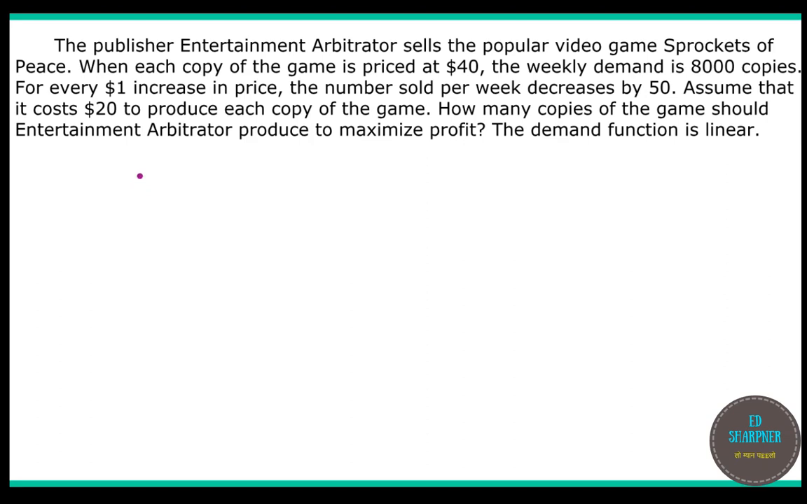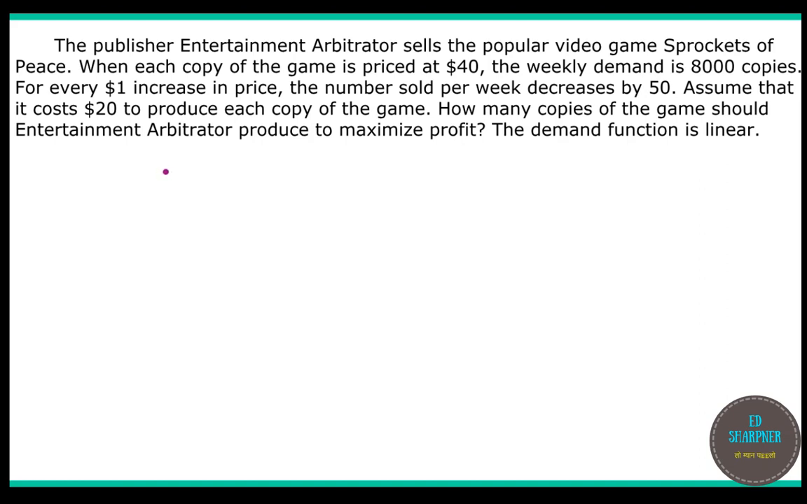The problem is the publisher Entertainment Arbitrator sells the popular video game Sprockets of Peace. When each copy of the game is priced at $40, the weekly demand is 8,000 copies. And for every $1 increase in price, the number sold per week decreases by 50. Assume that it costs $20 to produce each copy of the game. How many copies of the game should Entertainment Arbitrator produce to maximize the profit?